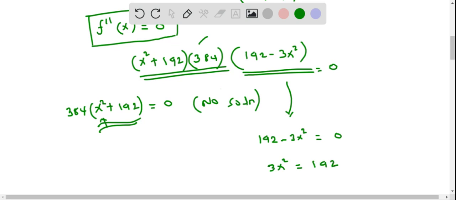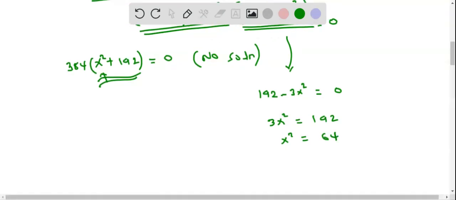3x squared equals 192. So dividing by 3, we get x squared equals 64. And so this one, if we take the square root, we get x equals plus or minus 8. So therefore, we see that x equal to plus or minus 8 could be the points of inflection. We have to determine whether they are potential points of inflection.